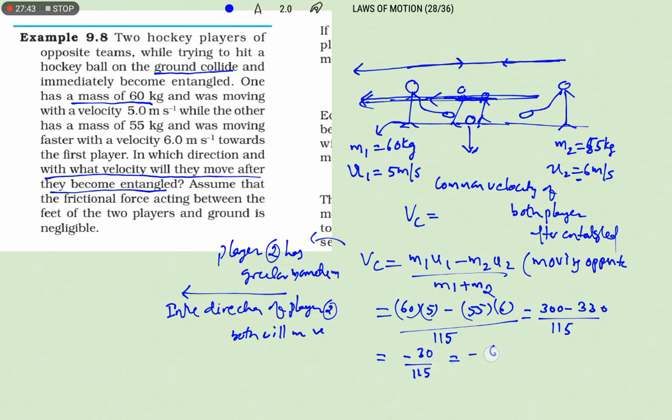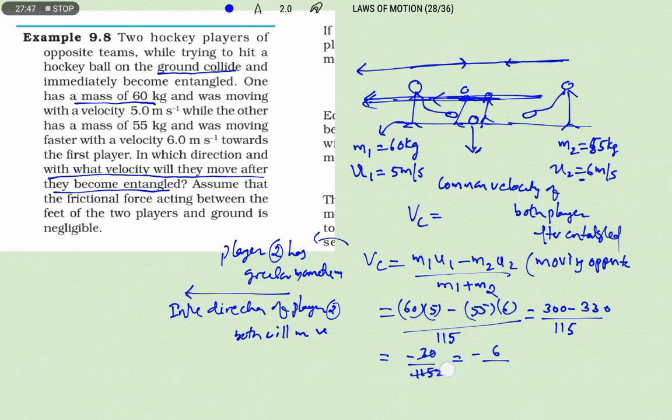So minus 6 by 23, further you can simplify. So this is the common velocity of both players after they become entangled. Then what is the direction? In the direction of player 2, both will move.